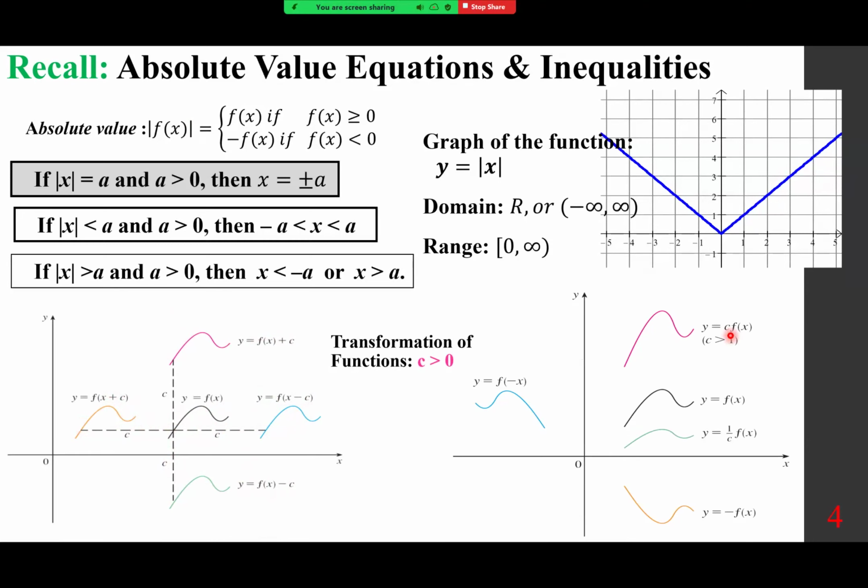Now, if we are looking at y equals f of x, and we take c to be a number larger than 1, then c times f of x stretches it along the vertical axis by a factor of c, so c times that. And 1 over c times f of x shrinks it by the same factor, so divides by c. If you have a negative in front of f of x, it flips it over with respect to the x-axis. If you have a negative in front of x, it flips it over with respect to the y-axis. In other words, reflection with respect to the x-axis is minus f of x, with respect to the y-axis is f of minus x.